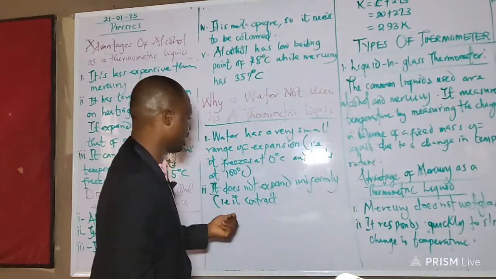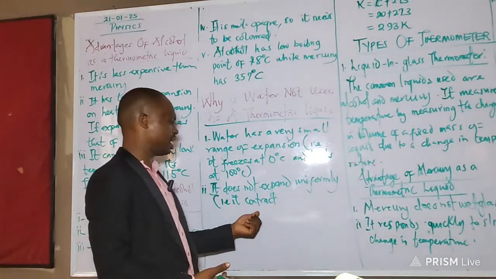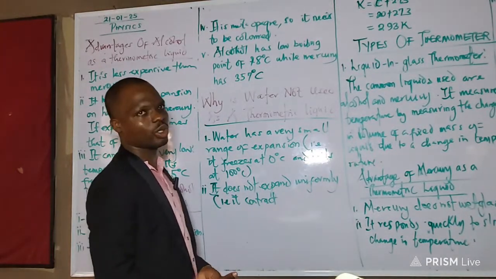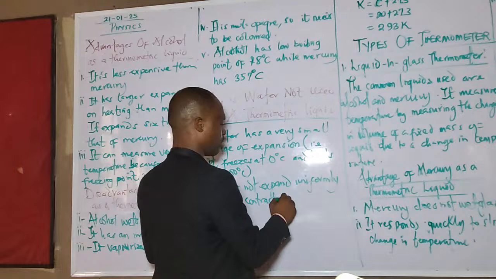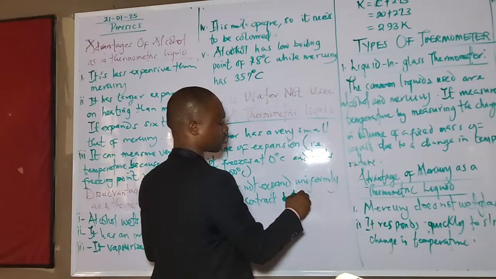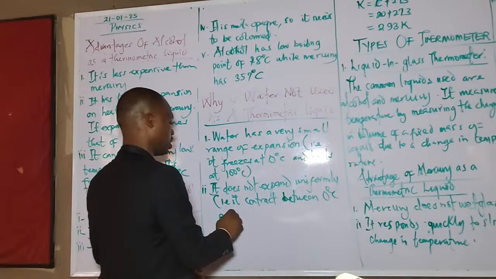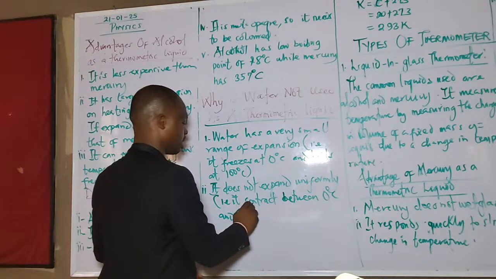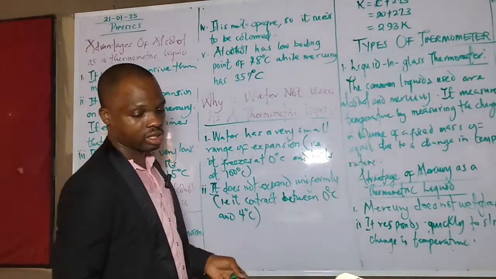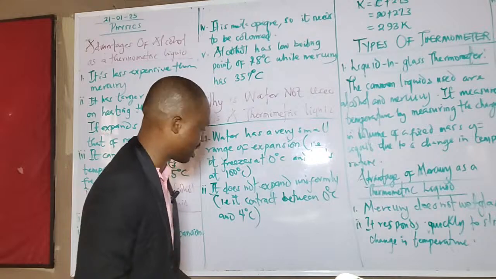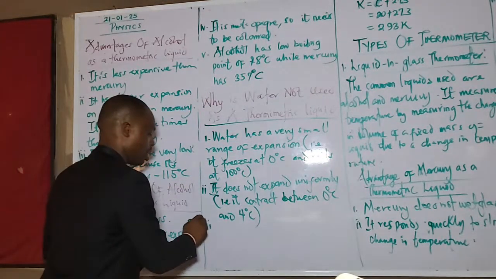Then from 4 degrees Celsius upwards, it continues expanding. So this is a kind of expansion that is not uniform. So it contracts between 0 degrees Celsius and 4 degrees Celsius, which will not give us a very good and accurate result.